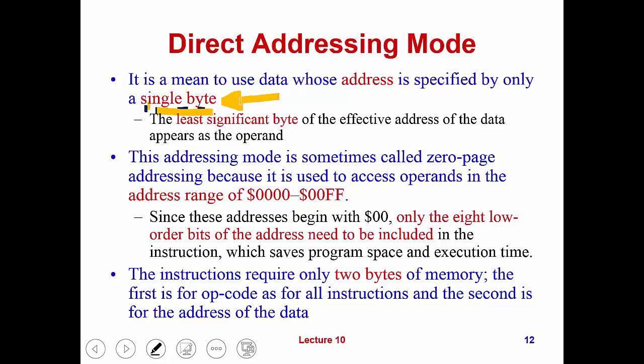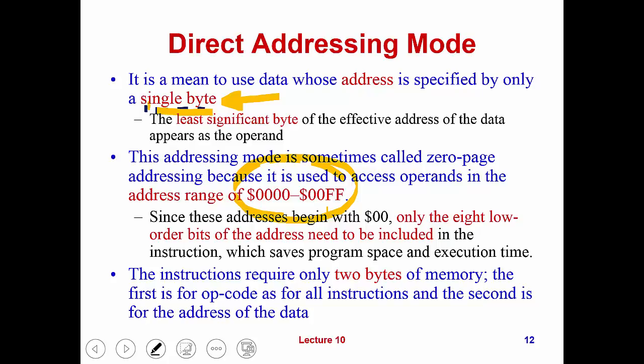So we simply say we only specify the least significant byte of the effective address for data. That implies the high order byte of the address is 00. So the address range will be from 0000 to 00FF. When we write a program, we only specify the low order byte, so the address will fall into this range. We never go beyond 00FF.